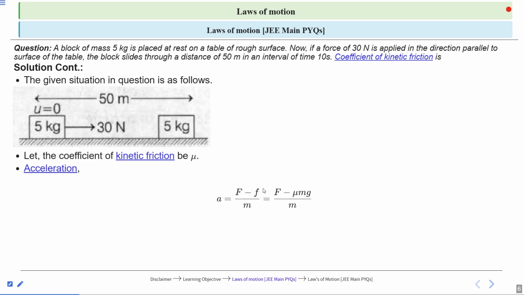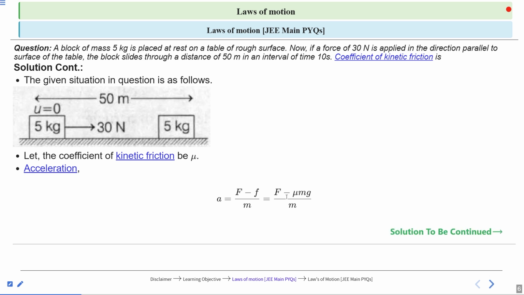Now we know the frictional force is equal to mu mg. So here we put the value of small f, that is the frictional force. So acceleration will be capital F minus mu mg divided by small m. Now using this equation, we will find the answer.